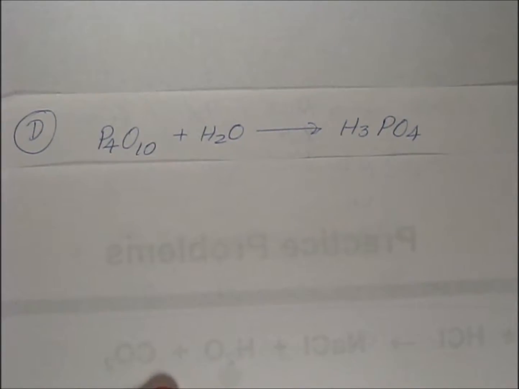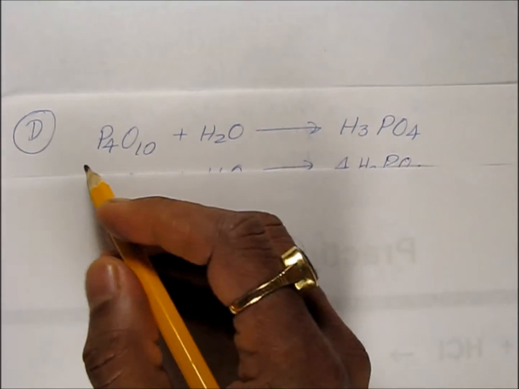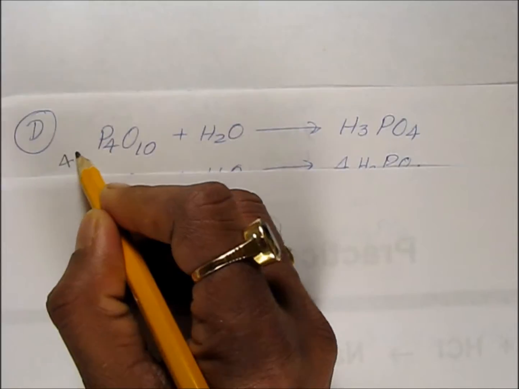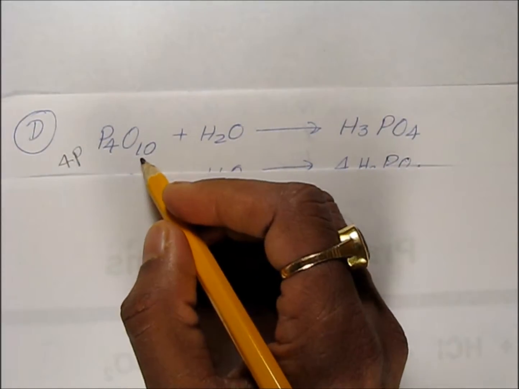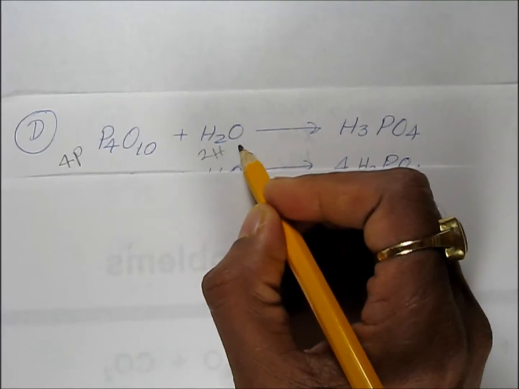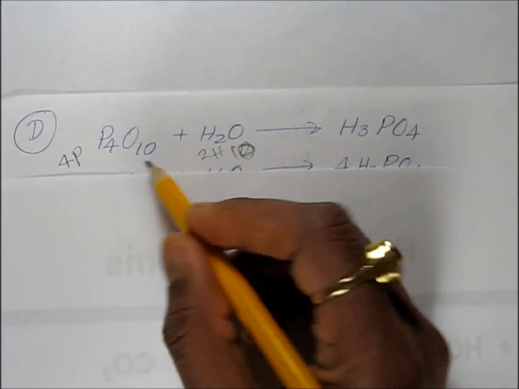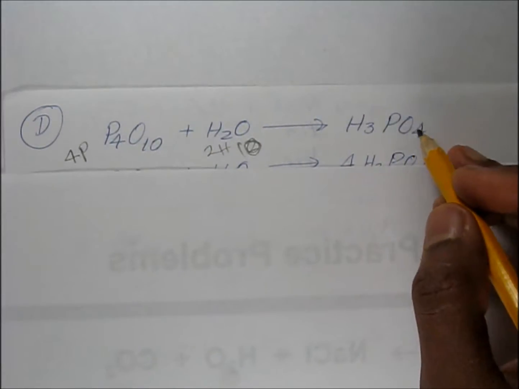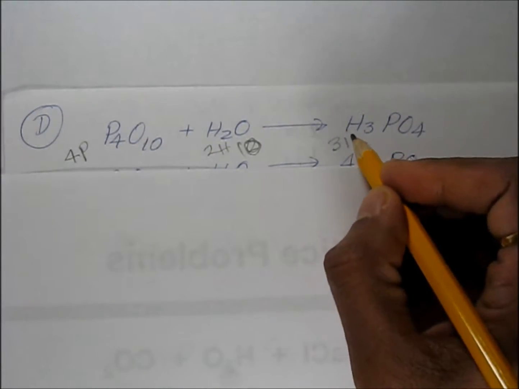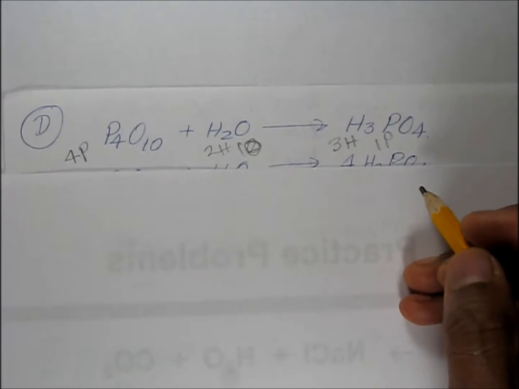So now we will see example number 4, how to balance this reaction. First we have to count how many phosphorus are there. So 4 phosphorus, 10 oxygen, 2 hydrogen and 1 oxygen on the reactant side. On the product side there are 3 hydrogen, 1 phosphorus and 4 oxygen.